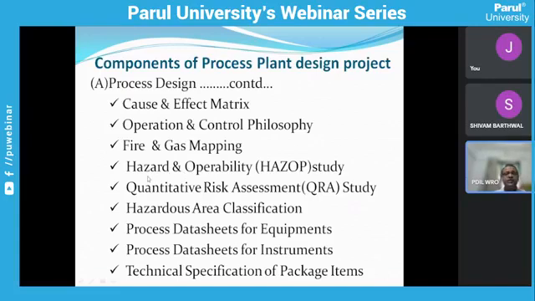Hazard and operability study, it is called HAZOP study. This is basically done on the P&ID, and other documents like the cause and effect matrix and control philosophy, all these things together are used, and the hazard and operability study is done. Based on that, the cause, consequence, safeguards and recommendations are noted. As the recommendations are noted, they are implemented in the next version of the P&ID, and the HAZOP closeout report is prepared.